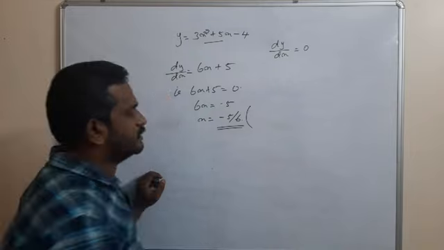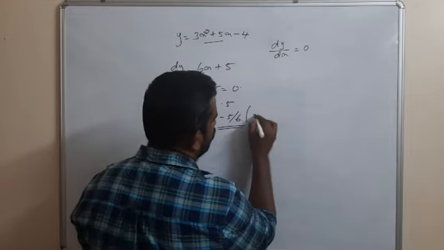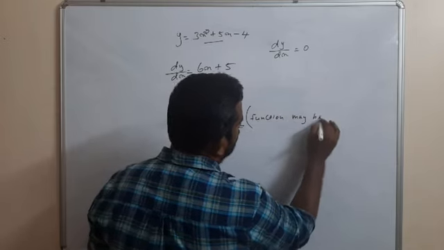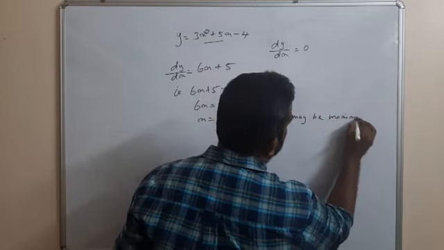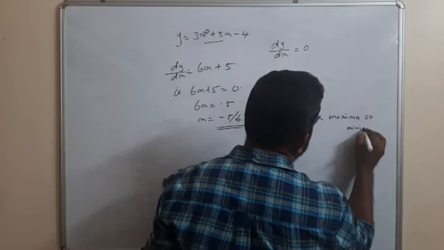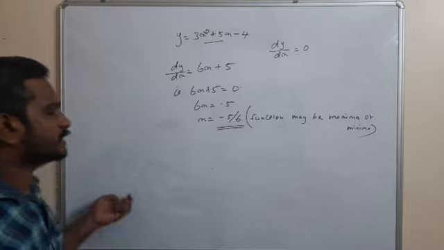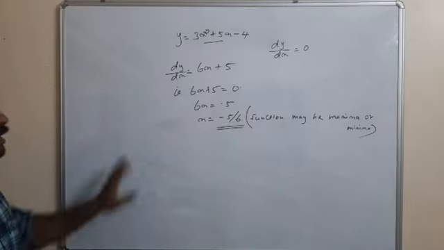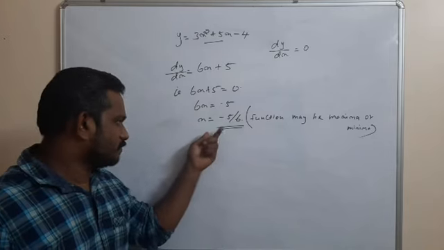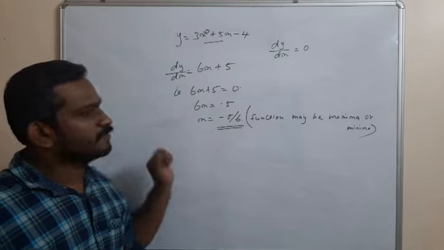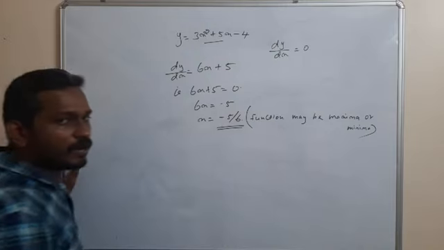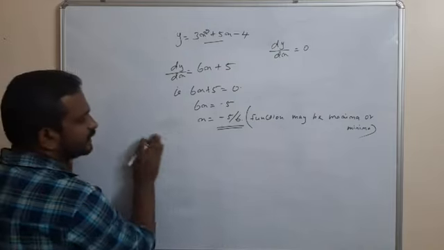So at this point, the function may be maxima or minimum. Next we have to find whether the function is maximum or minimum at the point minus 5 by 6. For that we are using the second derivative check.